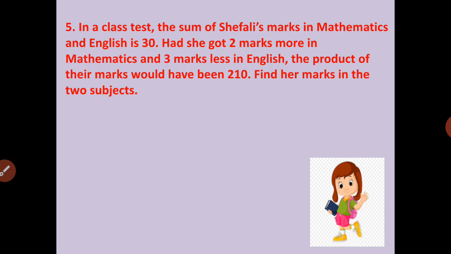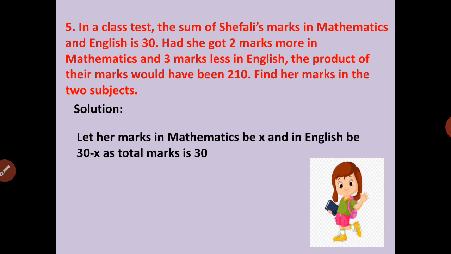So let us consider there are 2 subjects. We'll consider one subject score to be equal to x. Here we have taken her mathematics score to be x, whereas the total of mathematics and English is 30. So the score in English will be 30 minus x. So now we have both the scores. In mathematics x, in English 30 minus x.